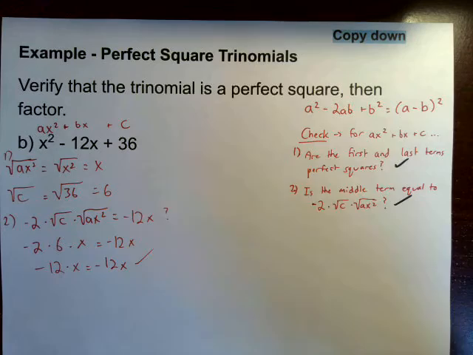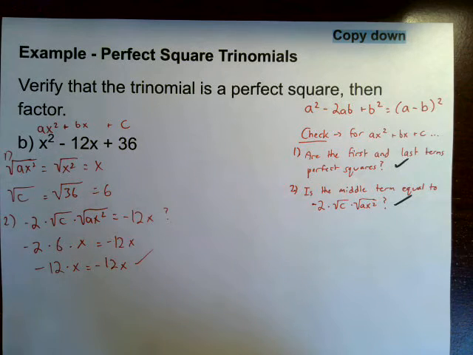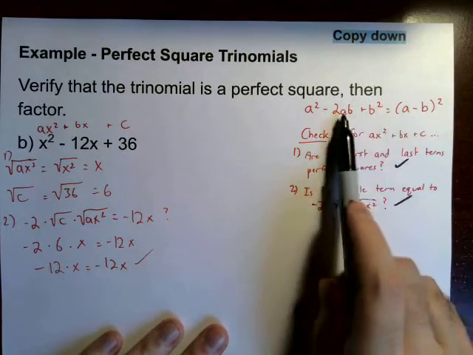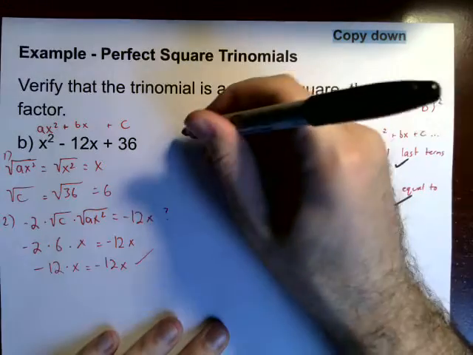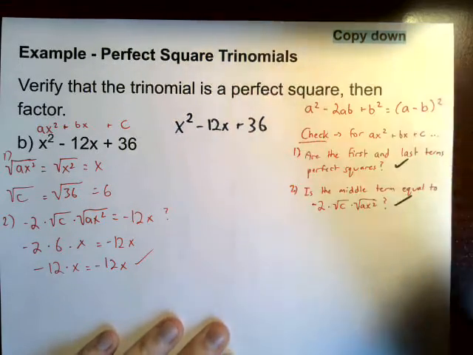So the red part, that's our verifying. If you're asked to verify as part of a problem, you would need to do that. But if you're only asked to factor, then you could use the previous strategies or just substitute numbers into this formula. So we have x squared minus 12x plus 36.